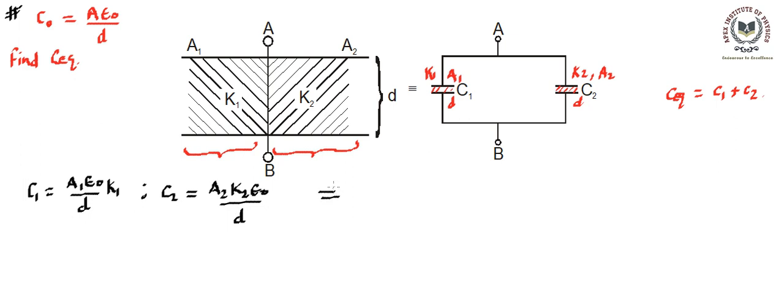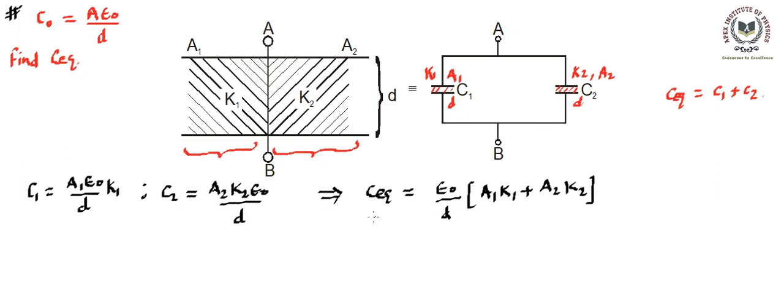Hence we can find out what the C equivalent is going to be. C equivalent is going to be C1 plus C2. So we will add them up. Once you add them up, you'll find it's going to be epsilon naught divided by D, in a bracket A1 K1 plus A2 K2. A1, A2 will be known to us, K1, K2 will be known to us. Hence we can find out what the C equivalent is.